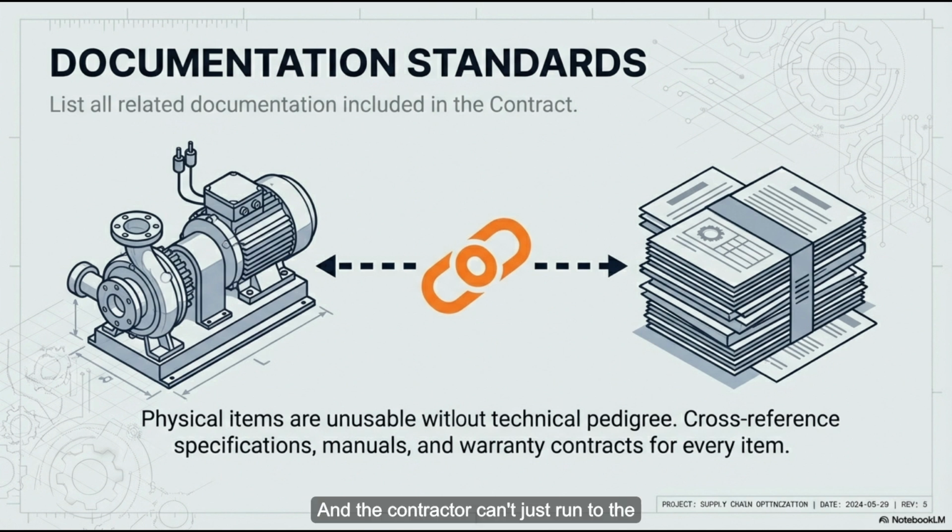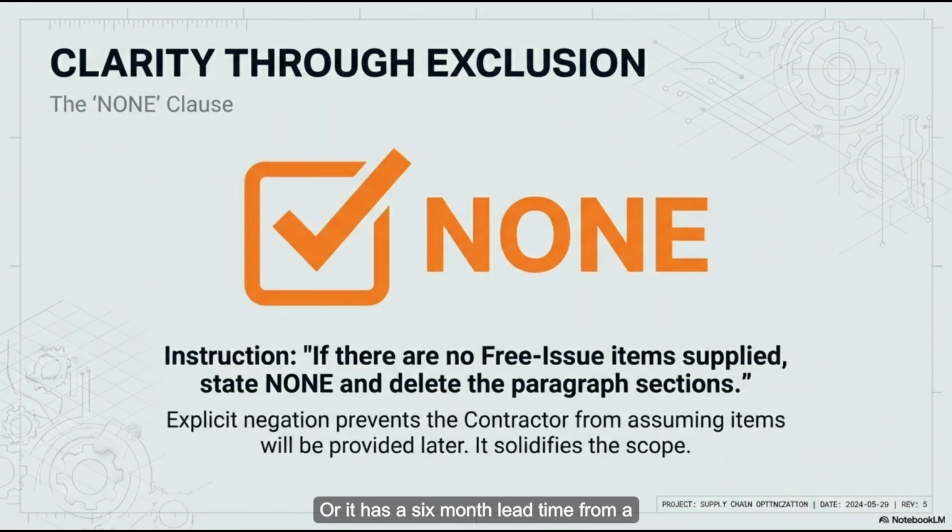And the contractor can't just run to the hardware store and buy industrial-grade catalyst. No, it is often highly proprietary. Or it has a 6-month lead time from a specialty manufacturer. So if the employer drops the ball on the planned delivery date for these specific startup items, the entire project completely freezes. And the contractor is just burning cash every single day. They sit there waiting. Precisely. The standing time costs for a full construction crew are astronomical.